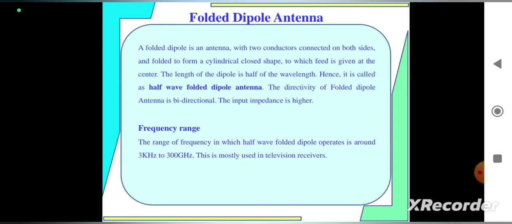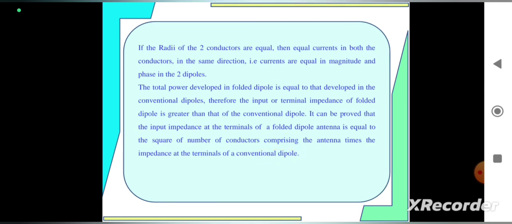Next, three-wire folded dipole antenna. Three-wire folded dipole antenna is also called as folded tripole. If three dipole antennas are connected in parallel to form a thin wire loop, then it is known as a three-wire folded dipole antenna or folded tripole antenna. If three-wire folded dipole antennas are used with equal radius, then equal current flows in all the three conductors.